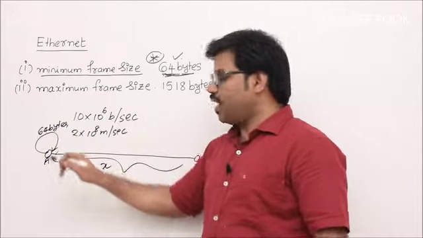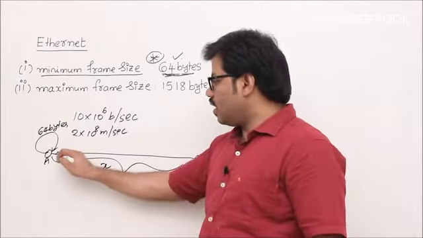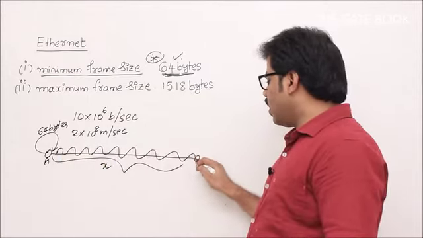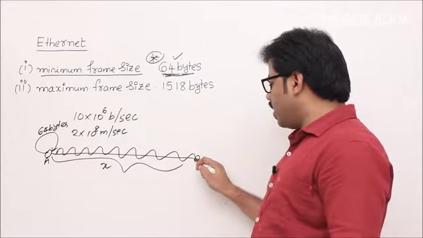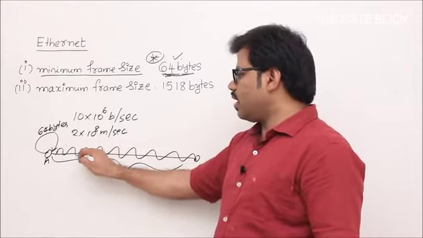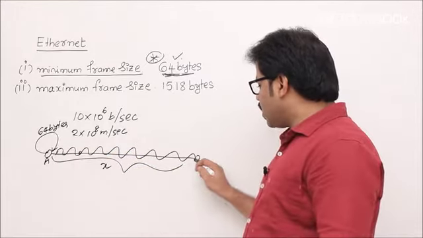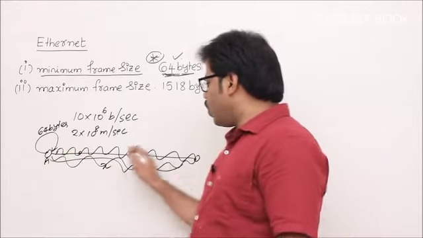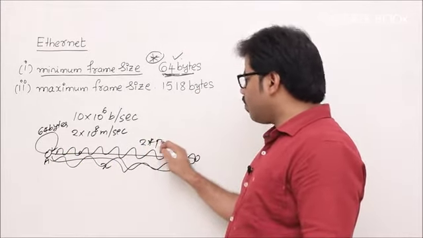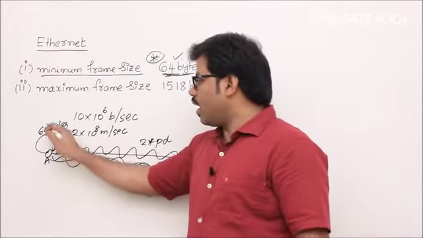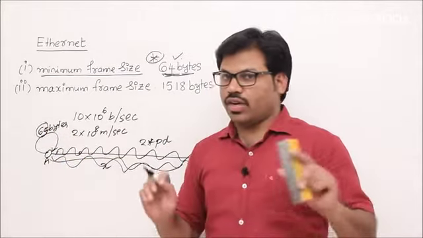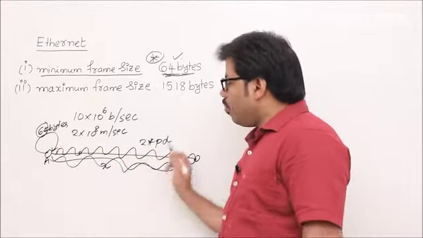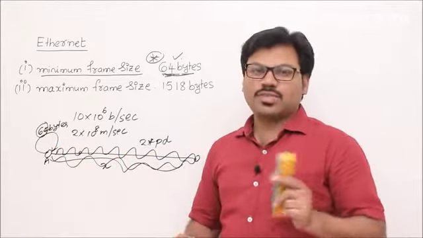Let's say system A is saying: my dear signal, you go and come back. If there is a collision, then in the worst case it will occur here. In the best case it may occur here, and I can detect it. But in the worst case it will occur here, and I will know it only after 2 into propagation delay of time. But remember, I have only 64 bytes. After that I don't listen to the channel. So you should come back before that 64 bytes transmission time.